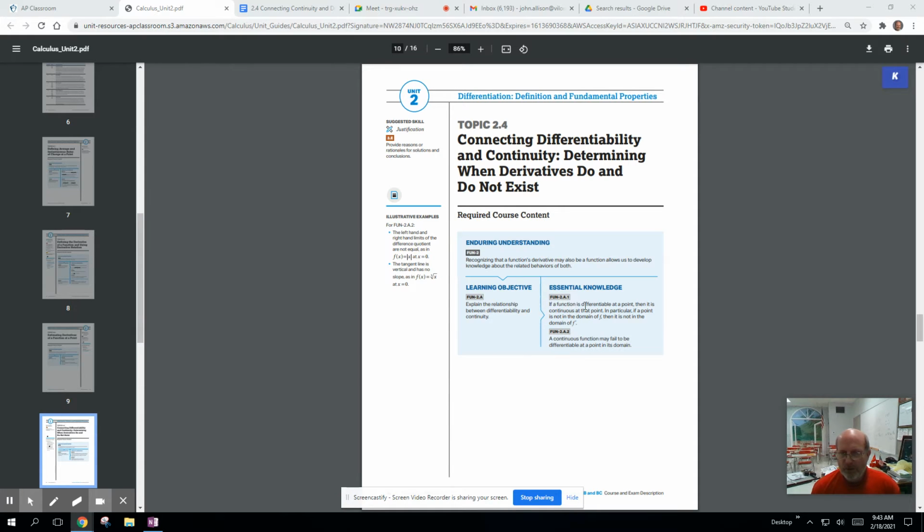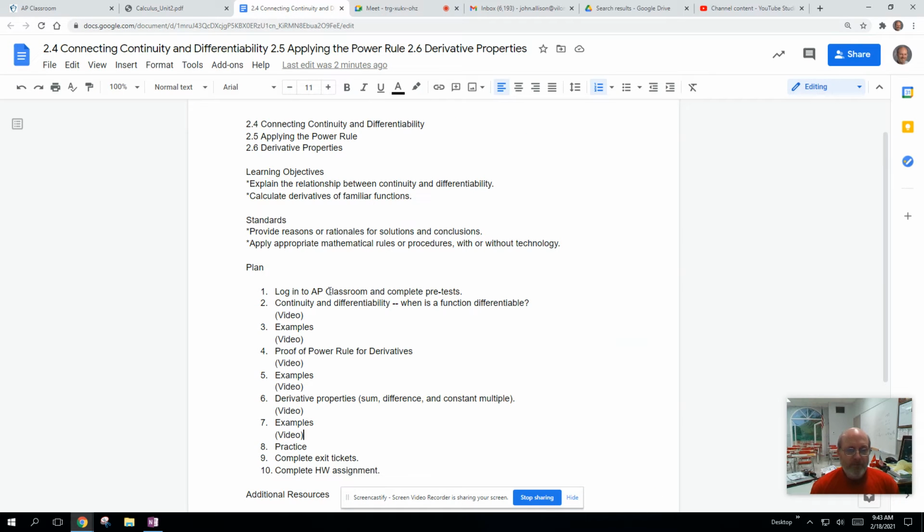And for essential knowledge, we have if a function is differentiable at a point, it is continuous at that point, in particular if the point's not in the domain of f, it's not in the domain of f prime. And a continuous function may fail to be differentiable at a point in its domain. So we're going to look at this relationship between continuity and differentiability. When's it differentiable? And then we're going to do some examples.